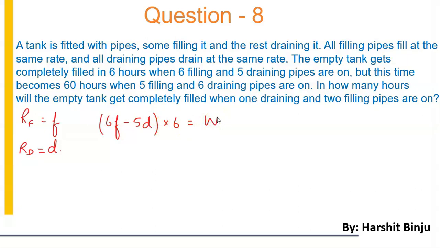But this time becomes 60 when 5 filling and 6 draining pipes are on. 5 filling is 5F minus 6D into 60, and this is equal to W, right?